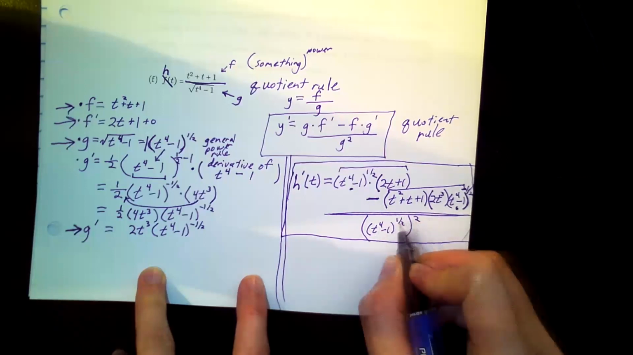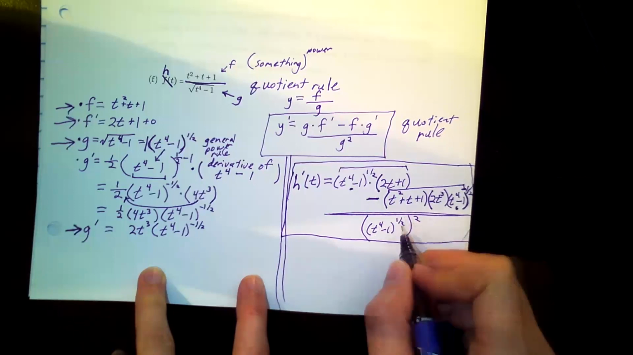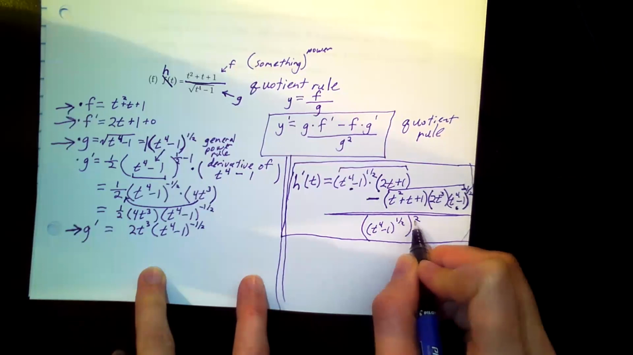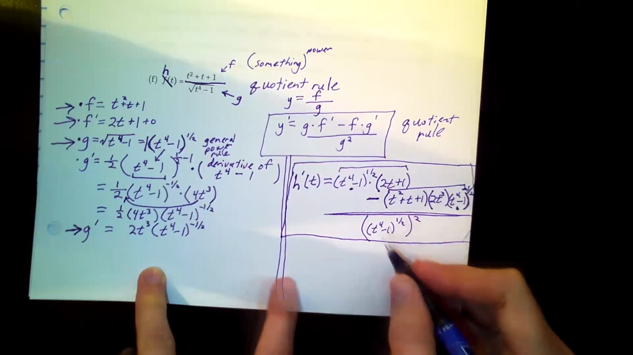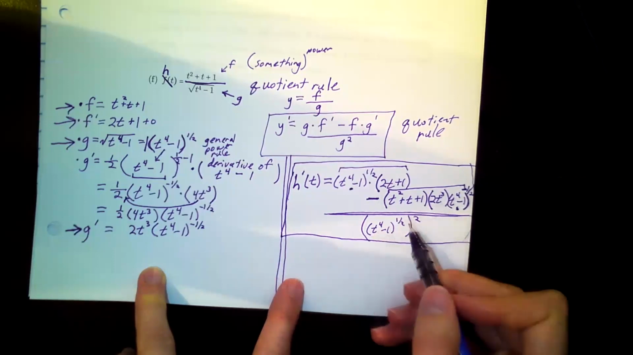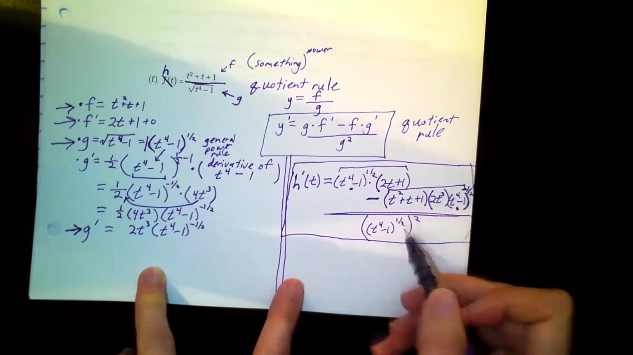1/2 squared. I could simplify that a little bit. That's a power raised to a power. When you have a power raised to a power, the exponents multiply. So that whole bottom right there is t to the 4th minus 1 to the 1/2 times 2, which is 1 power.